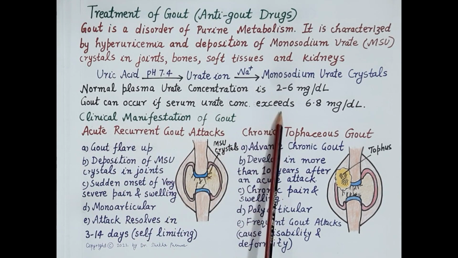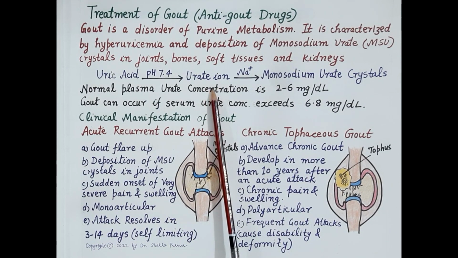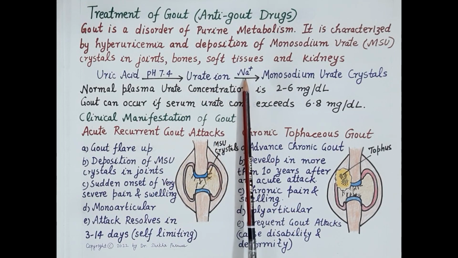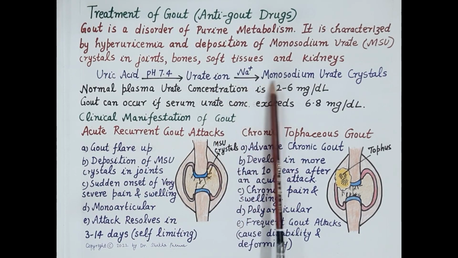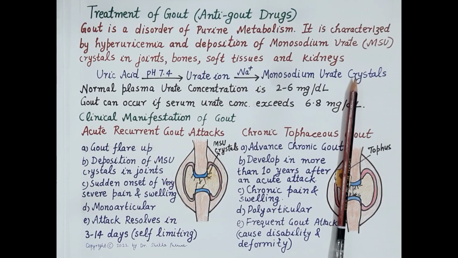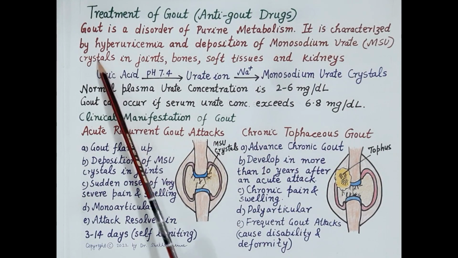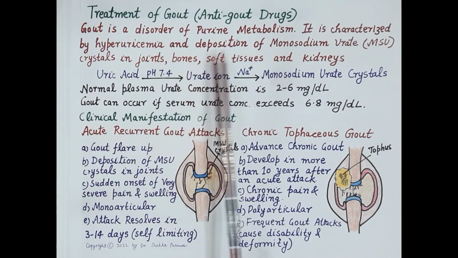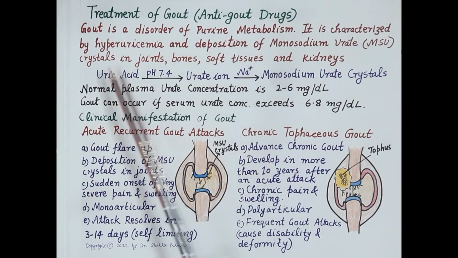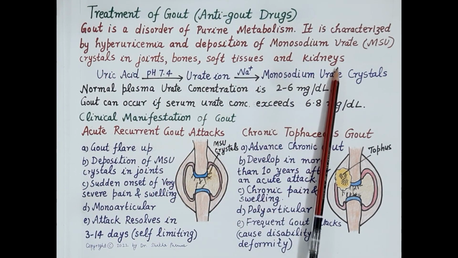If serum urate concentration exceeds 6.8 mg per deciliter, then these urate ions become insoluble in the plasma and they bind to sodium ions to produce monosodium urate crystals. And these crystals deposit in the joint that produces gout. So, gout is a disorder of purine metabolism. It is characterized by hyperuricemia and deposition of monosodium urate crystals in the joints, bones, soft tissues and kidneys.